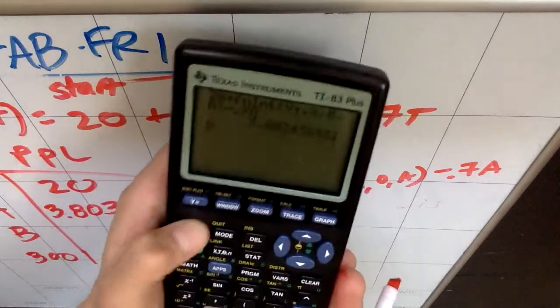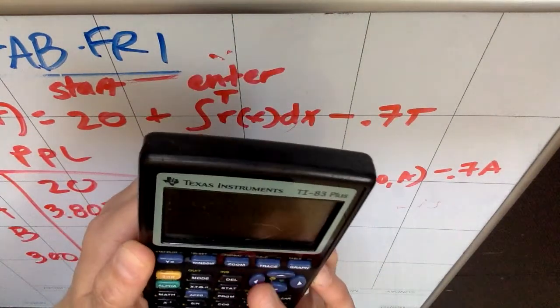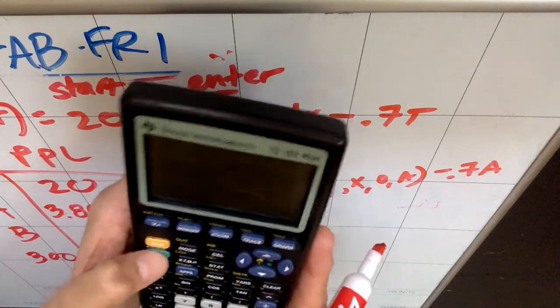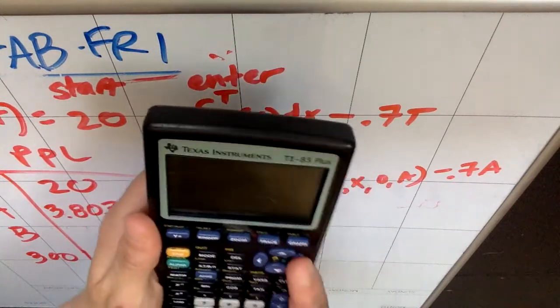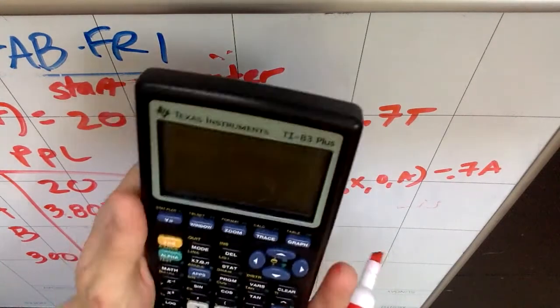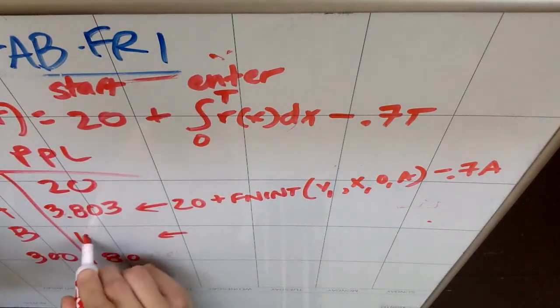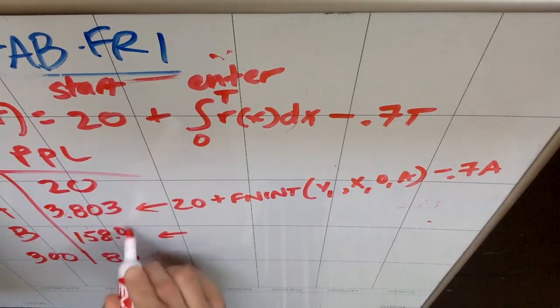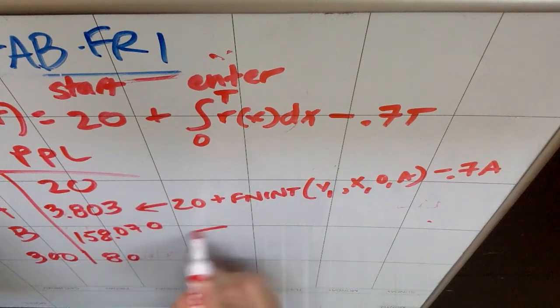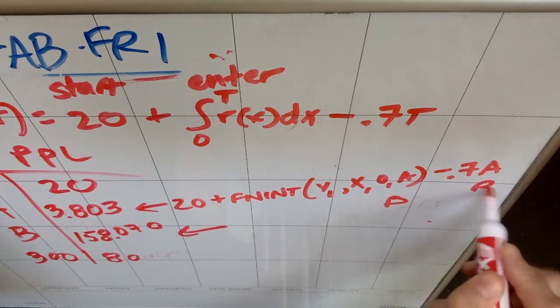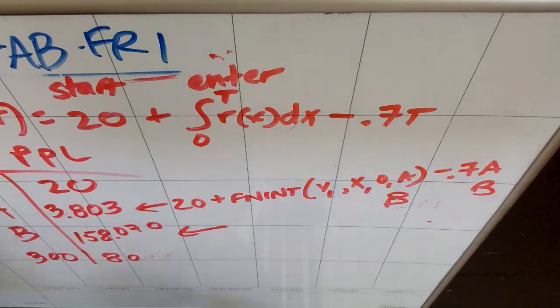And if I hit second enter, I can be really lazy and just go fix all the a's and make them b's. So I can type over a with an alpha b, I can type over the other a with an alpha b, and I can hit enter, and that's going to do it for me. And I'm going to get 158.070. So same thing, but with b's in those two spots.